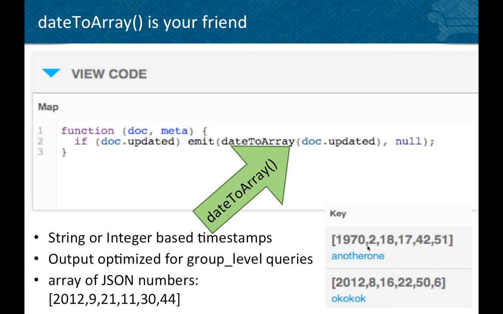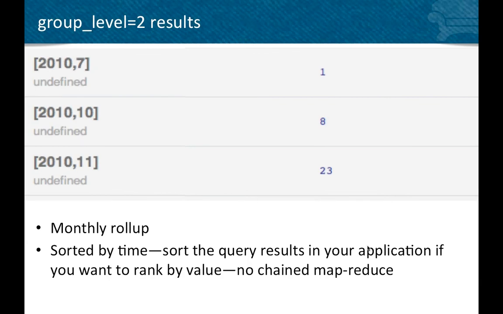The date2array is pretty powerful in that it'll take integer-based timestamps, epoch time, string-based timestamps, anything that the built-in JavaScript date parse can handle is acceptable input. And then the output is going to be this array. It's also got safety checks. So if you pass it something that is undefined or a string that is just not a date, it will return null. So you don't have to do a whole bunch of type checking before you call date2array.